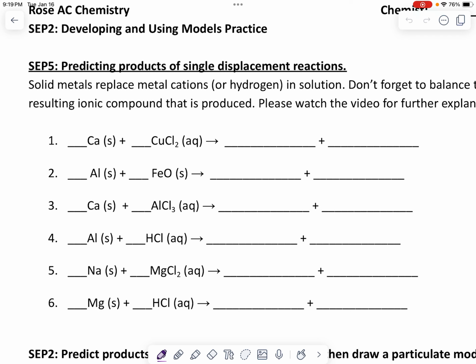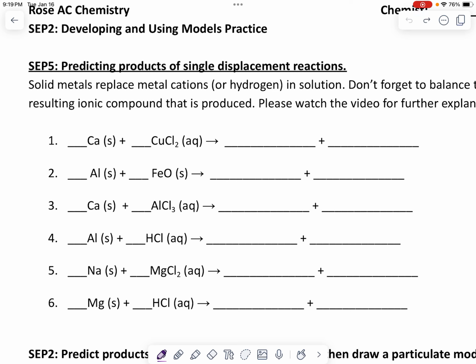When I see a solid that's alone, a metal, and an aqueous solution, and I'm asked to predict products, I'm always going to look to see what is the state of matter of the thing that's by itself. Now notice for all of these, 1 through 6, the thing that is by itself is a solid metal. So in that case, the metal will always replace the other metal or the other cation in the solution.